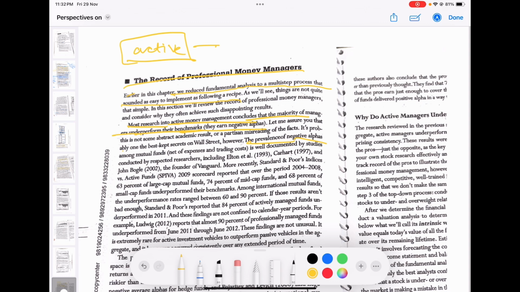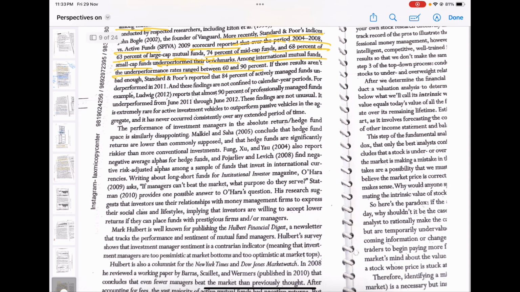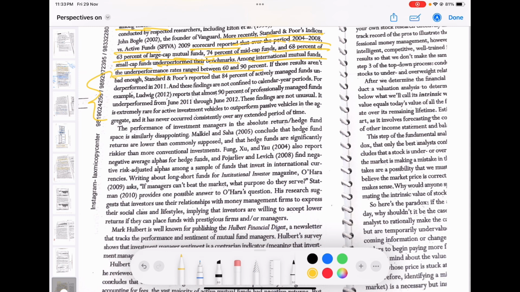The prevalence of negative alphas among mutual funds is well documented. More recently, the S&P Indices versus Active funds scorecard reported that over the period of 2004 to 2008, 63% of large cap mutual funds, 74% of mid cap, and 68% of small cap funds underperformed their benchmarks. Among international mutual funds, underperformance ranged between 60 and 90%. So they've given reports where these particular mutual funds have performed really badly as compared to their benchmark index. Their benchmark can be, let's say, the S&P 500 only.